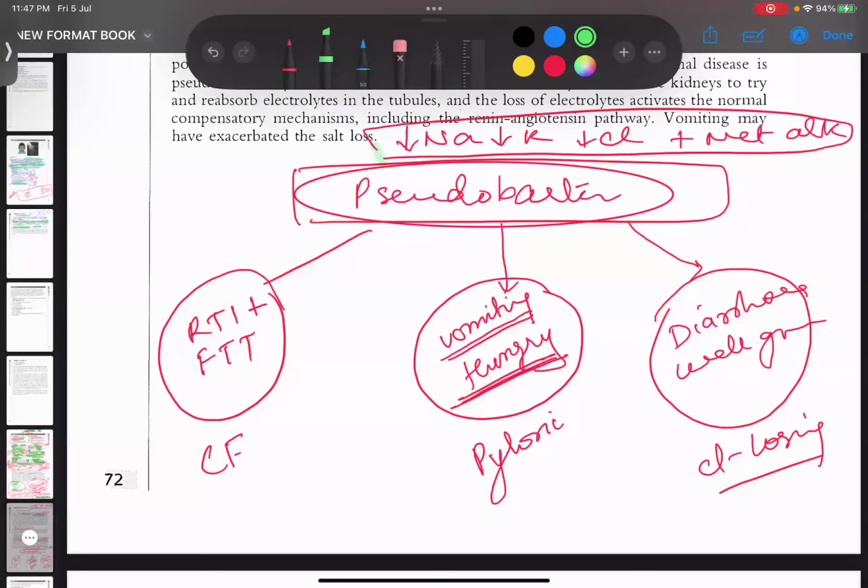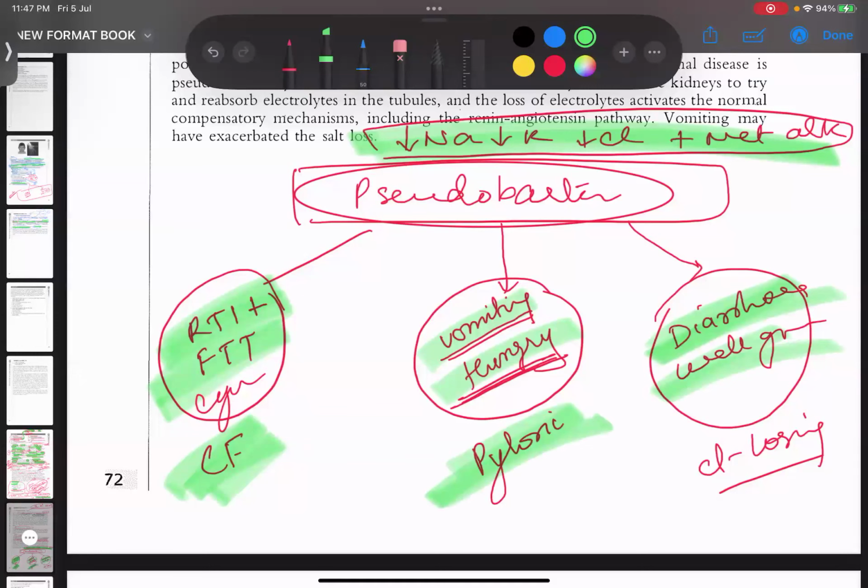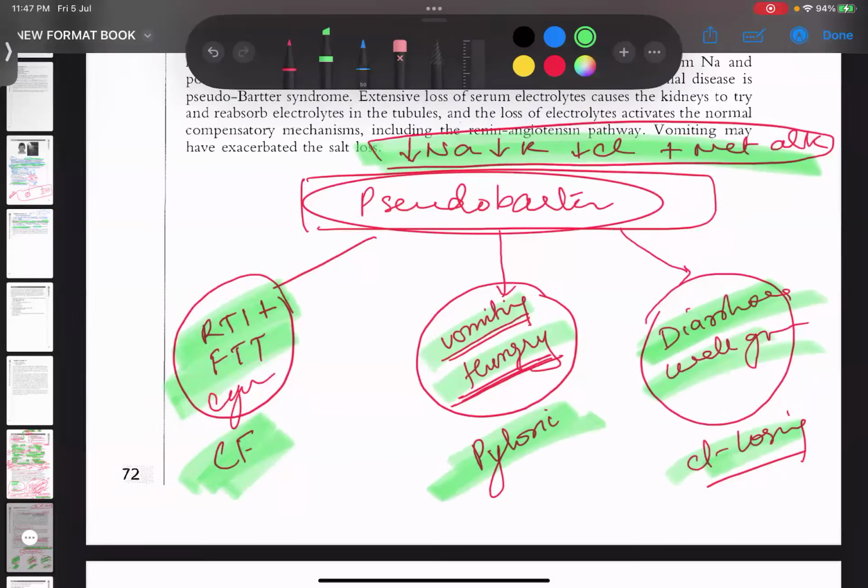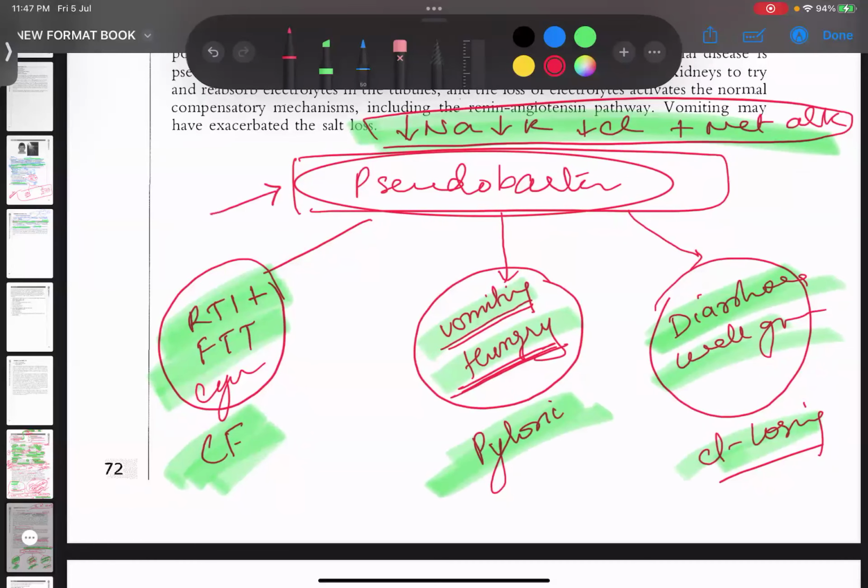This is your investigation findings. Then according to history, you will define which pseudo-Bartter. If it is respiratory tract with failure to thrive, like in this child with features of bronchiectasis presenting with cyanosis, then it's a case of cystic fibrosis. If vomiting, projectile vomiting, along with that, in spite of vomiting, child is hungry, pyloric stenosis. If child is coming to you with diarrhea, along with that no other abnormalities, then most likely congenital chloride losing diarrhea. This is also very, very important.